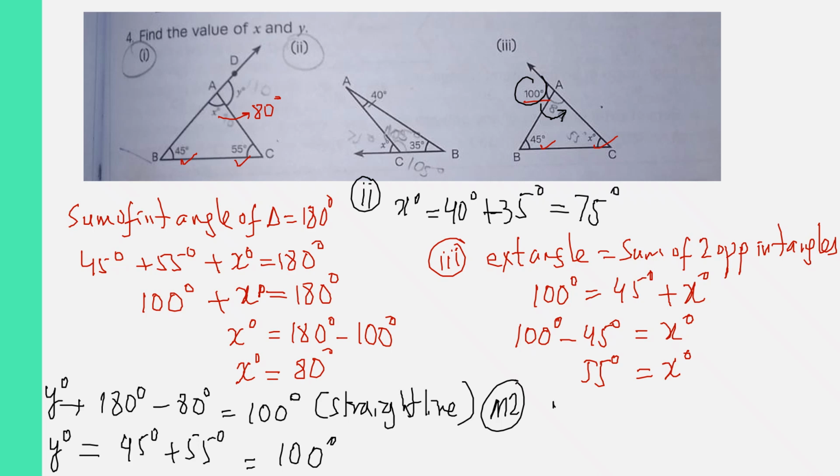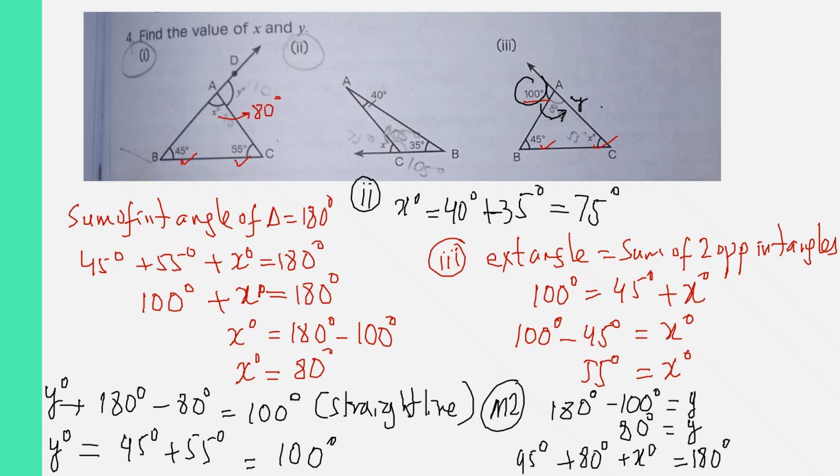So what you will do is 180 degrees minus 100 degrees is equal to this unknown. For example, this unknown is y. Let's name it y. So this will be 80 degrees is equal to y. Now what you can do next is you can use the sum of interior angles property, and you will simply do 45 degrees plus 80 degrees plus x degrees is equal to 180 degrees.